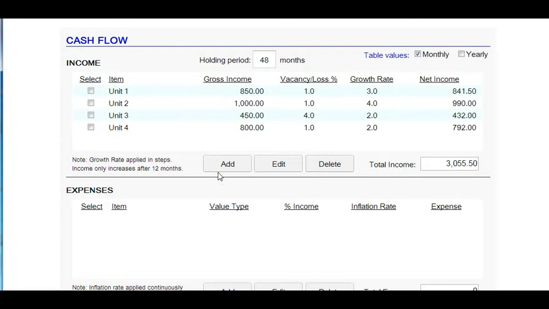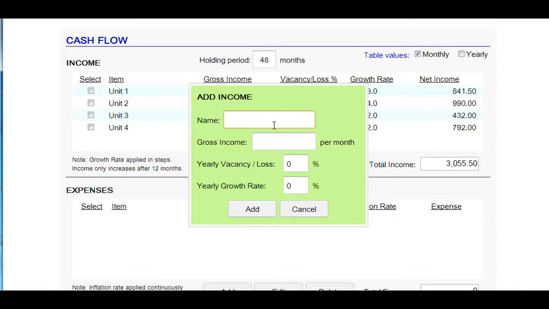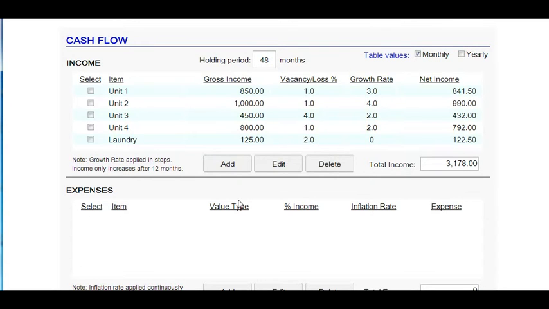And then we can also add additional income items. If we have a laundry machine, maybe that makes 125 a month. You can put a vacancy loss in case someone's not using it, so say 2%, so you don't have a full unit. And yearly growth rate, usually those are fixed, because if you have coins, you have to figure out how you're going to do that. Okay, and anything else we want to add? It's unlimited, so you can add it, and it's all adjusted here.